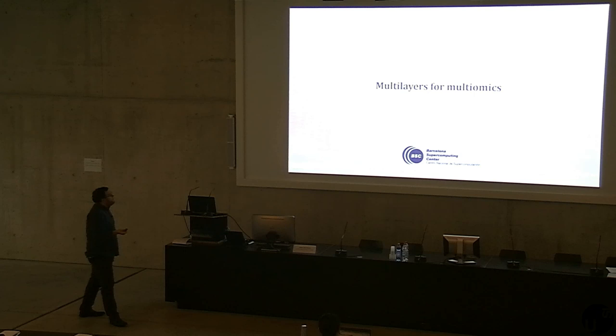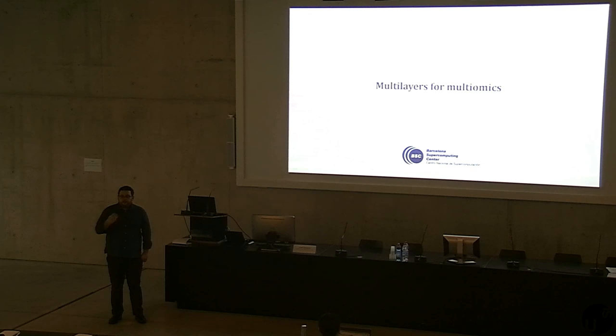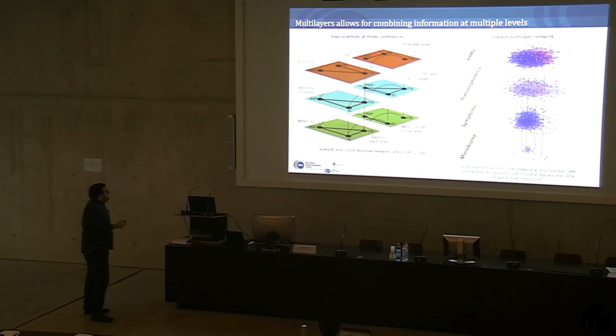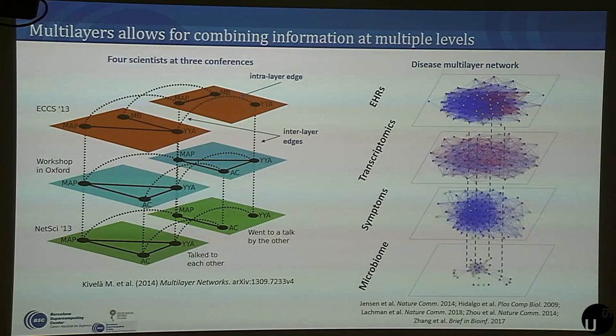So I was talking before about multi-omics, which is a fancy word for saying that we consider several layers of omics data. Multi-layers allow us to combine different levels of these multi-omics data. Imagine a toy example of four scientists in three conferences. The conferences are the different layers: ECCS in 2013, a workshop in Oxford, and another conference in 13. Each dot is one of the four scientists. For one layer, you would have intra-layer edges connecting the different scientists within that layer. You could also have inter-layer edges, which in this case just connect a scientist with himself or herself.